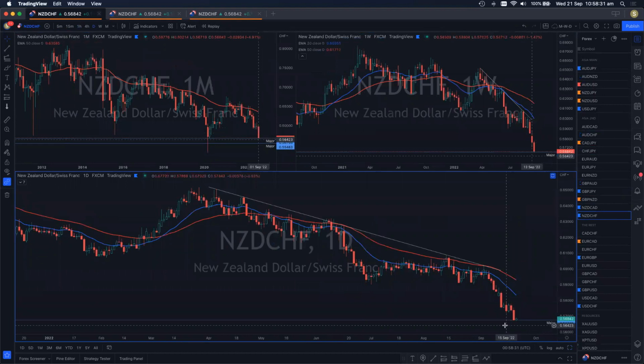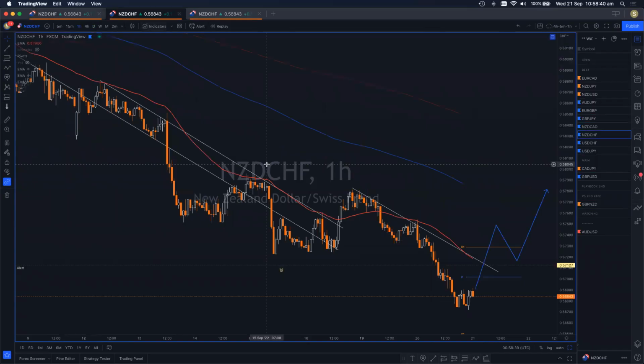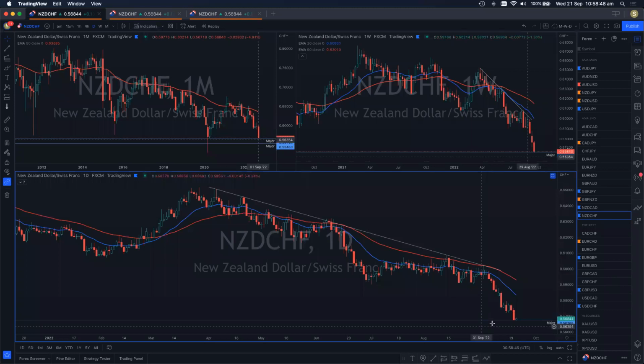Another Kiwi one, Kiwi Swiss, again, Kiwi weakness. We've got a bit of Swiss strength as well. So Kiwi Swiss, very bearish candle yesterday. Onto the hourly. We're looking for a long trade because this is hitting a major level.